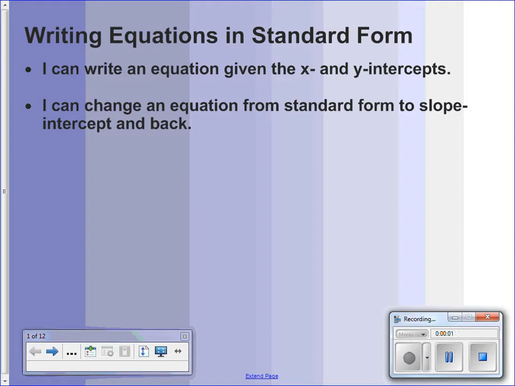In this lesson, we'll be writing equations in standard form. At the end of the lesson, you'll be able to write an equation giving the x and y intercepts, and then change an equation from standard to slope-intercept and back.